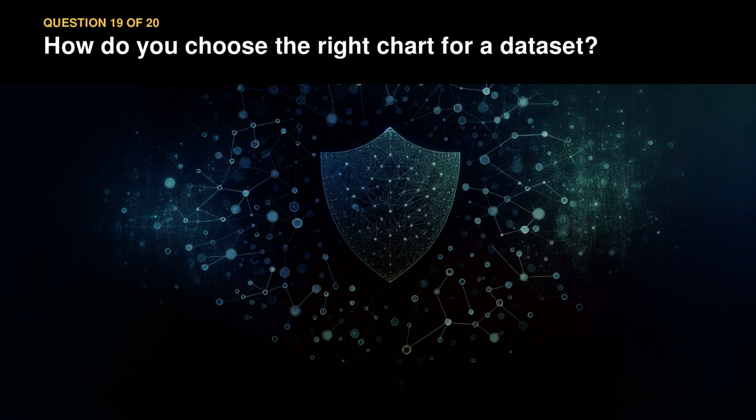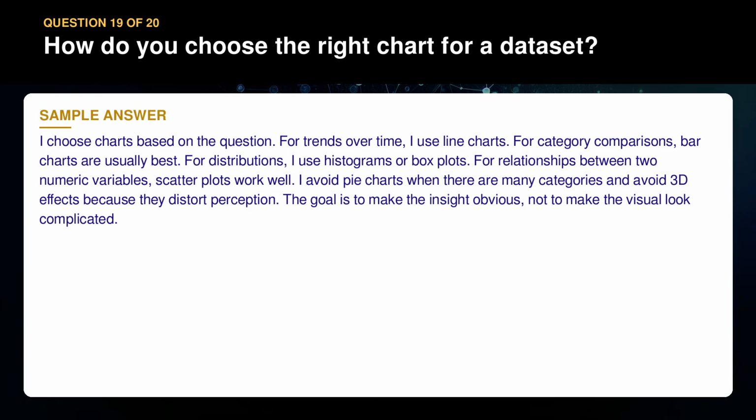Question 19. How do you choose the right chart for a dataset? I choose charts based on the question. For trends over time, I use line charts. For category comparisons, bar charts are usually best. For distributions, I use histograms or box plots. For relationships between two numeric variables, scatter plots work well. I avoid pie charts when there are many categories, and avoid 3D effects because they distort perception. The goal is to make the insight obvious, not to make the visual look complicated.